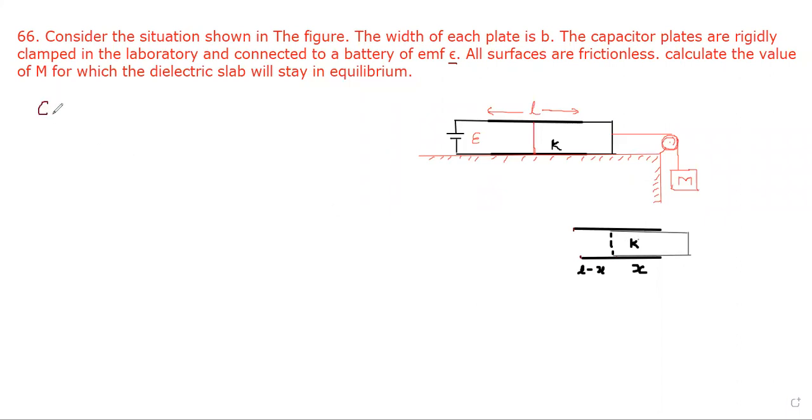Say C1 equal to epsilon naught K times the area, length and breadth, which is X into B. Here, the width of each plate is B, so X portion is this and the width is B. So B X divided by the separation, which is D. Now, the remaining portion has capacitance C2, that will be epsilon naught B times L minus X divided by D.